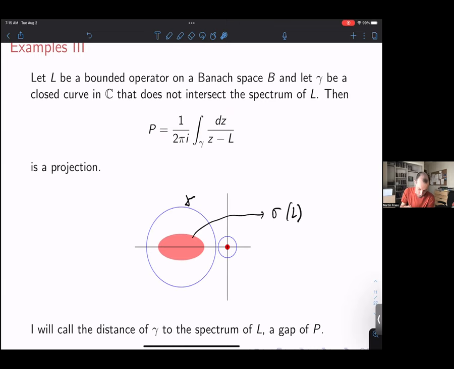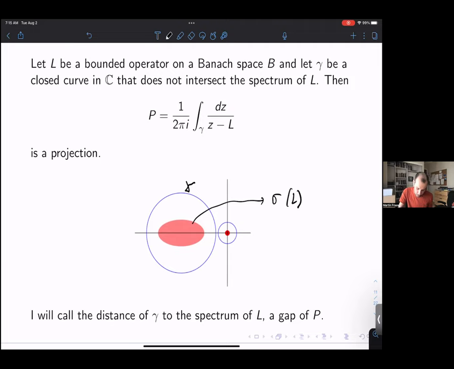If gamma is separated by some fixed distance from the spectrum, here it probably would be this distance G. So if there is a positive distance G from the curve to the spectrum, I will call such distance a gap of this projection. It's a gap. It's not unique. I can make a different curve that would be maybe closer or farther away from the spectrum.